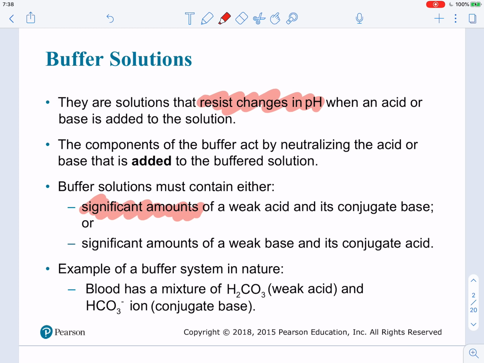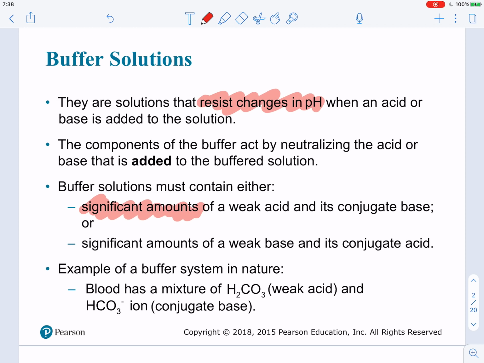Think in terms of, I don't know, an emergency fund. The larger that emergency fund is, the longer you can subsist without employment, so to speak. It's a dramatic example, but the buffer is kind of on the same line of thinking. It's something that prevents changes in pH, and the more concentrated you have that buffer, the better it would be at controlling pH.